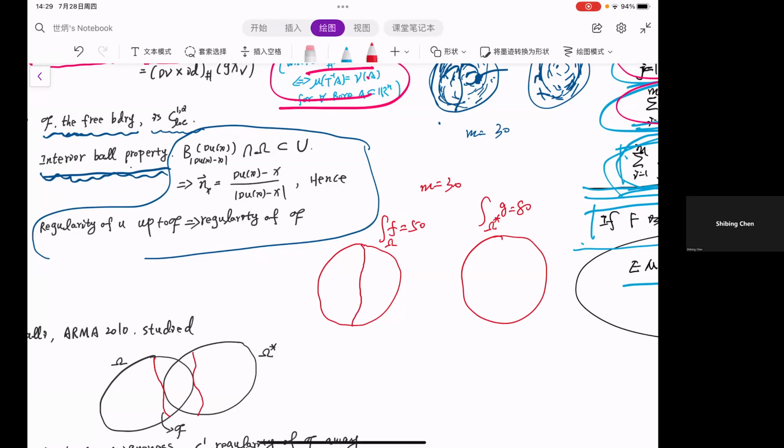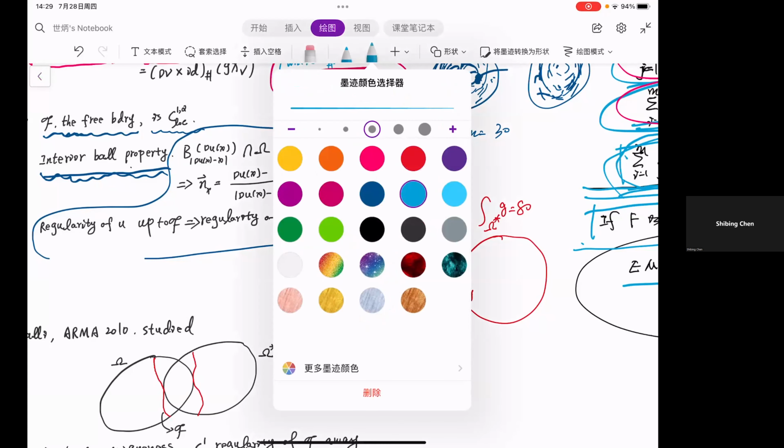This is a heuristic explanation, but you can make the proof very rigorous if you want. So for example, if this part of the mass is used here, the mass around x is transported to the mass around y here, you see? Then a very important property we can deduce in this problem is the so-called interior ball property.